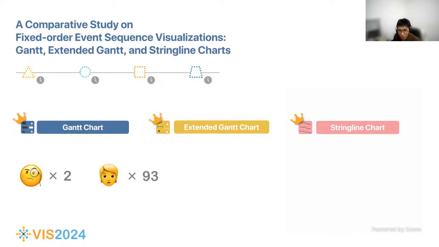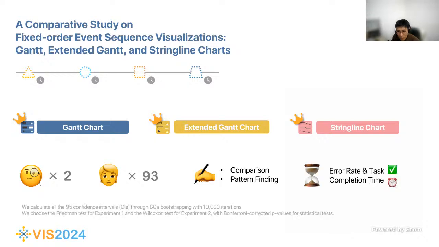So here is an overview of our work. We conduct 2 in-lab experiments with 93 participants to evaluate the effectiveness of these charts for visualizing fixed order event sequence data. And we evaluate 2 tasks, duration comparing and pattern finding. We use task error rate and task completion time as the measurements in our study.